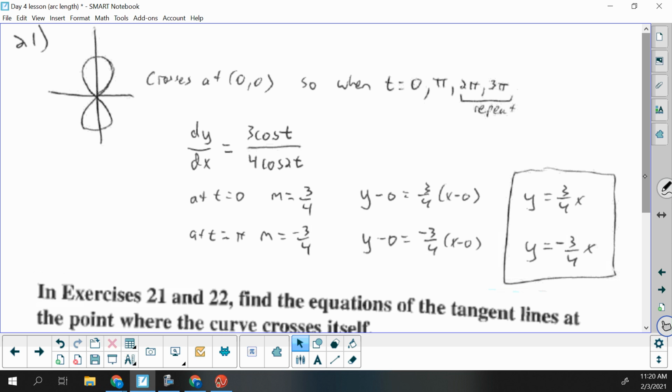Do your dy over dt over your dx over dt. Sub in 0 for t, we got a slope of 3/4. So we had y minus 0 equals 3/4 times x minus 0, which is just y equals 3/4 x. Do the similar thing for pi. Only difference is you get the slope of negative 3/4.